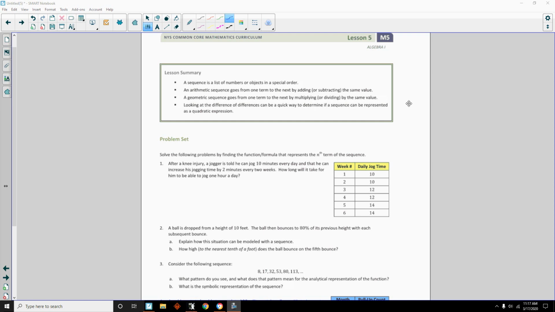Okay, page 4 brings us to the end of the lesson. Review your lesson summary and go do your problem set.